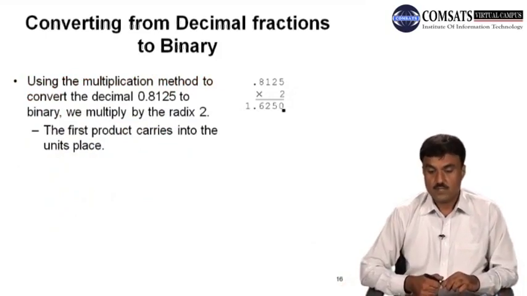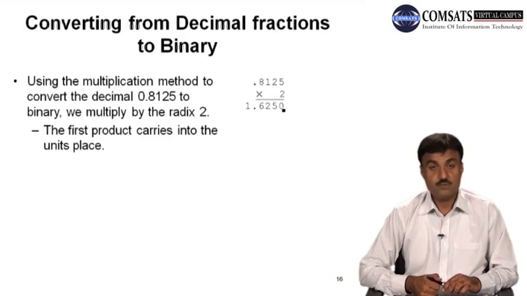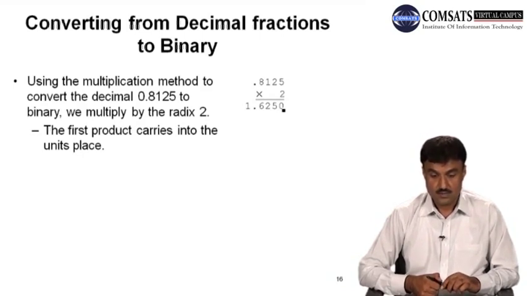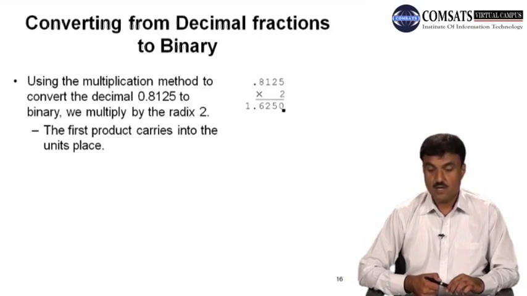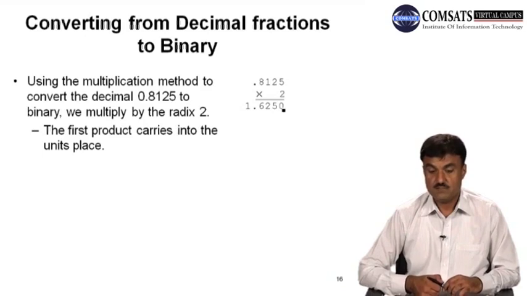In this slide, we will see how decimal fractions are converted to binary. In this example, we consider a very basic, very easy number which will be converted into binary in a few steps. Otherwise, there are very complex and detailed methods to convert decimal fractions or floating point numbers into binary. So here we consider the decimal 0.8125 to convert to binary.